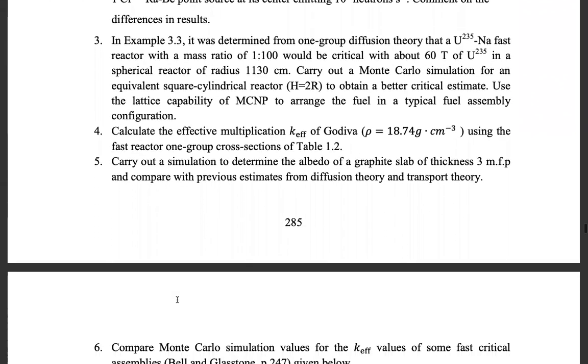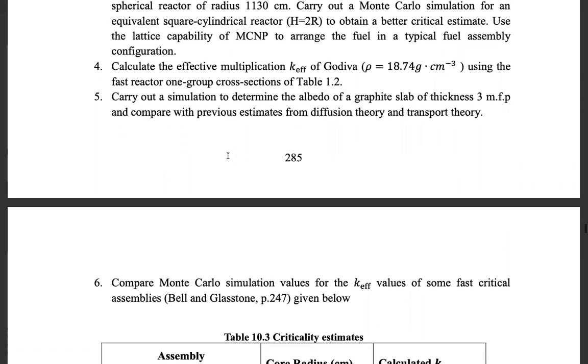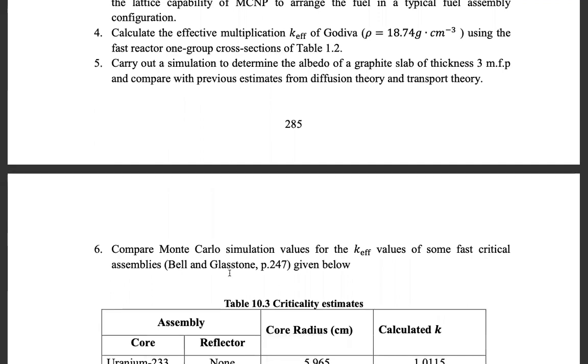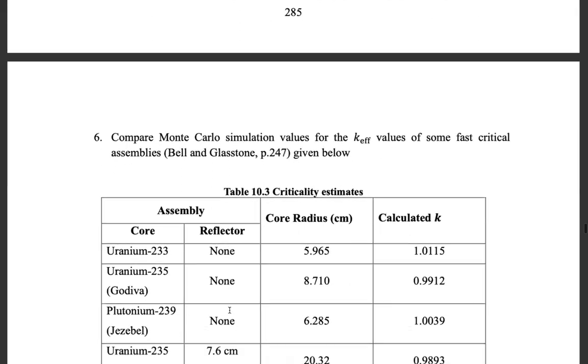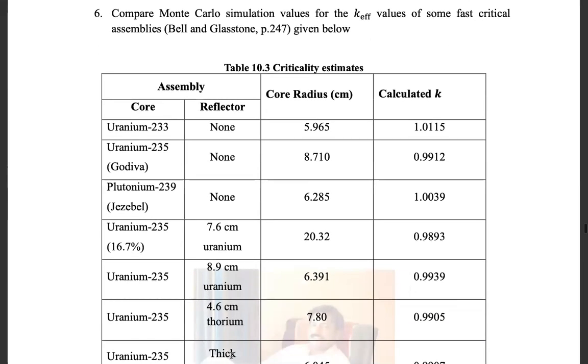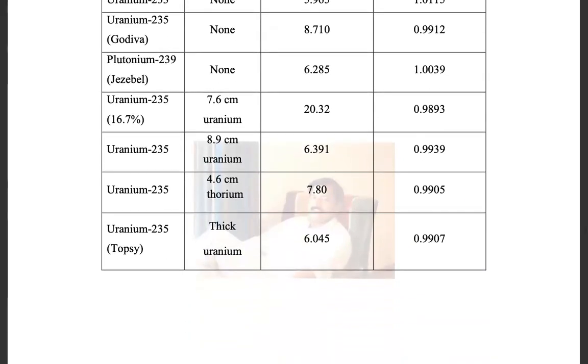And question number 4 is calculate the K effective of Godiva using fast reactor 1 group cross section, which I've given in this book in the earlier lectures. Question number 5, carry out a simulation to determine the albedo of a graphite slab, again with MC. Question number 6, compare MC simulation values for K effective values of some fast critical assemblies. These are given in Bell and Glasstone Nuclear Reactor Theory, page 247. So these are the kind of benchmarks that you can do to get confidence in Monte Carlo simulation.